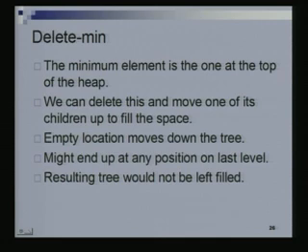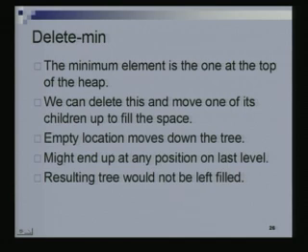So, recall that the minimum element is the one at the top of the heap. One way of doing delete min is to just remove this element, and then we have an empty space at the root. To fill up the empty space, it would be natural to promote one of the two children of this root element. If we were to do that, then this empty space would move down the tree, and it might end up at any particular location in the last level, so that the resulting tree might not be left filled.